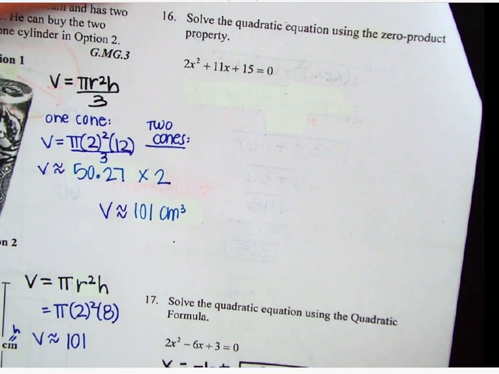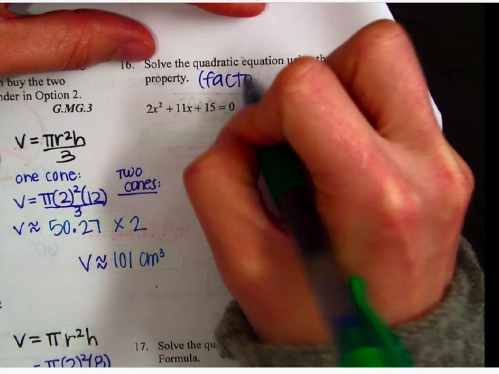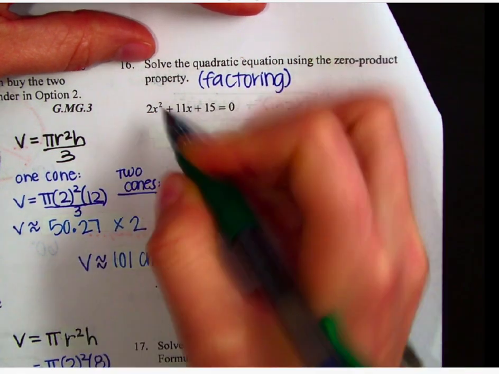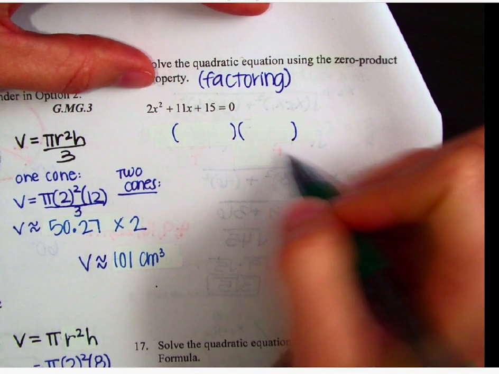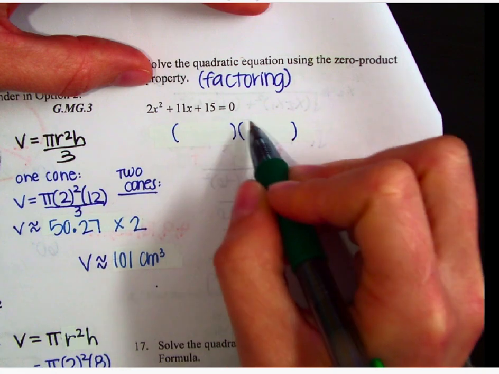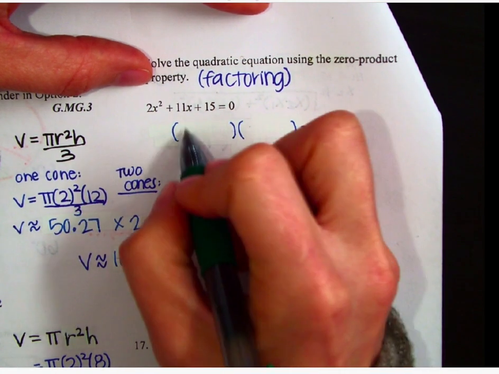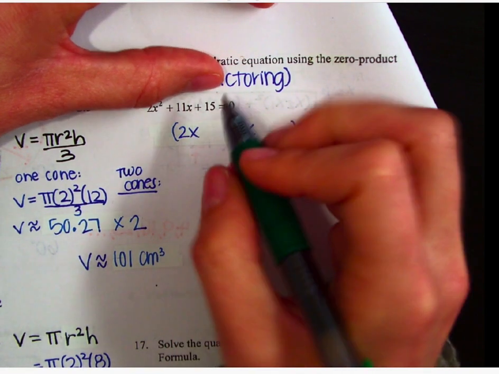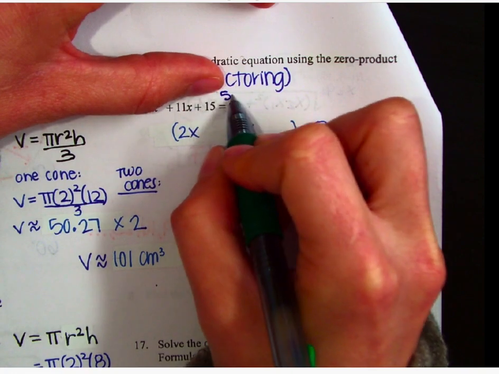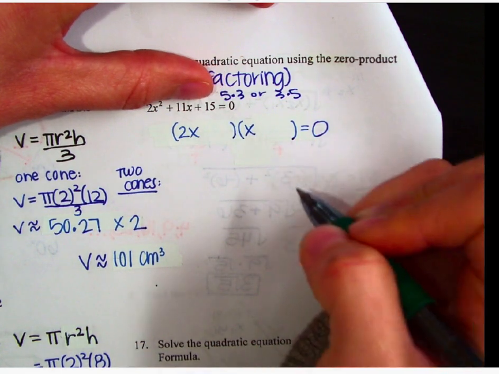Okay, number 16, we're going to solve the equation using the zero product property. That means the factoring method. So we are going to factor this trinomial, opening up two sets of parentheses. Once we factor the equation, we set each of our factors equal to 0. So we know 2x times x is 2x squared. And then numbers that multiply to give us 15 could be 5 times 3 or 3 times 5, 15 times 1 or 1 times 15.